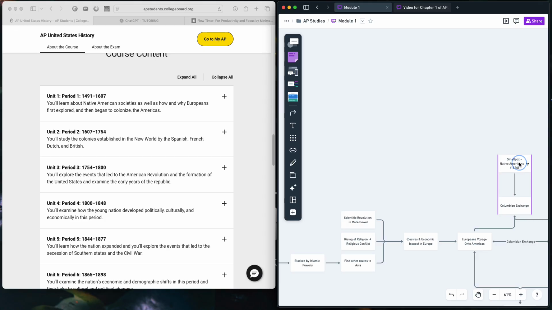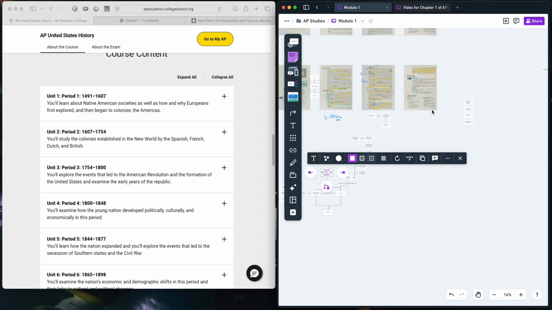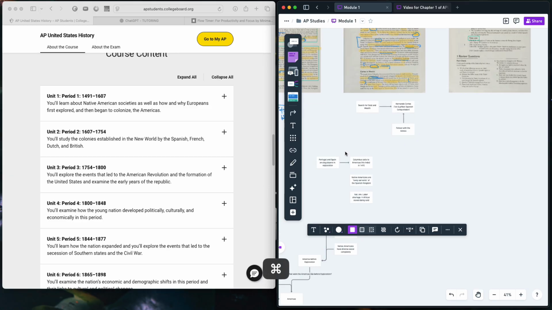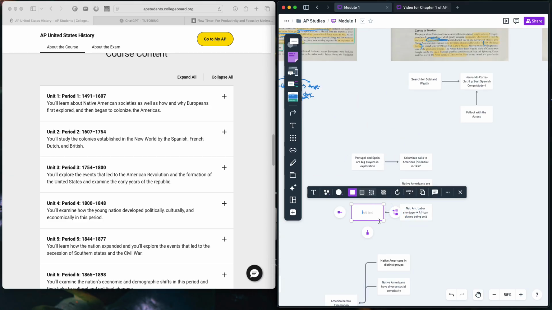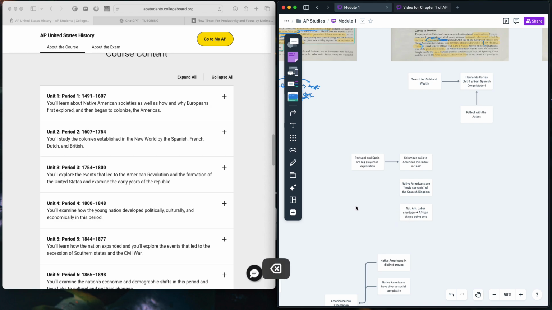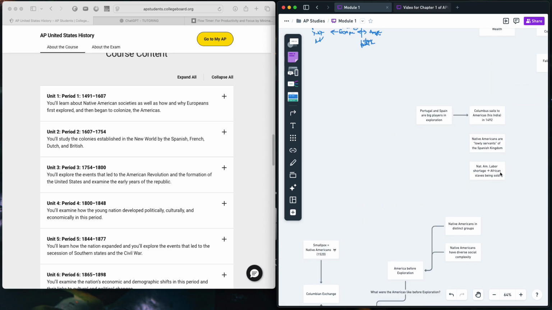Smallpox, Native Americans. What else do we have? We had a couple other ideas here. Remember, we had, where is it? Yes, African slaves are being sold. That was an idea leading to what?